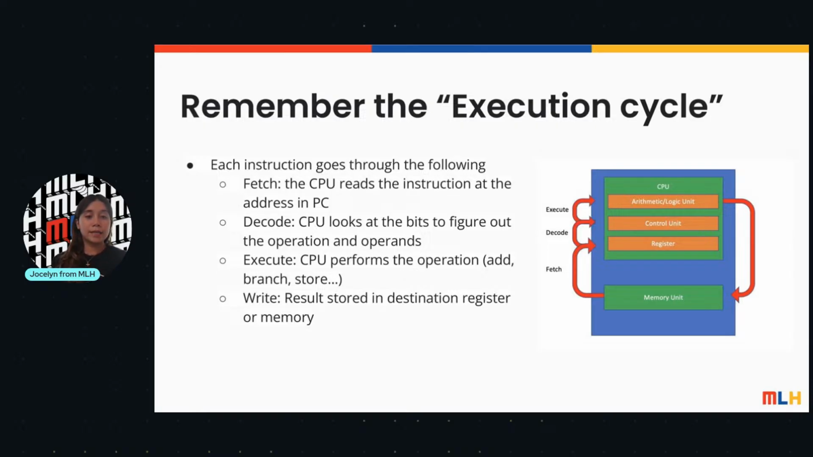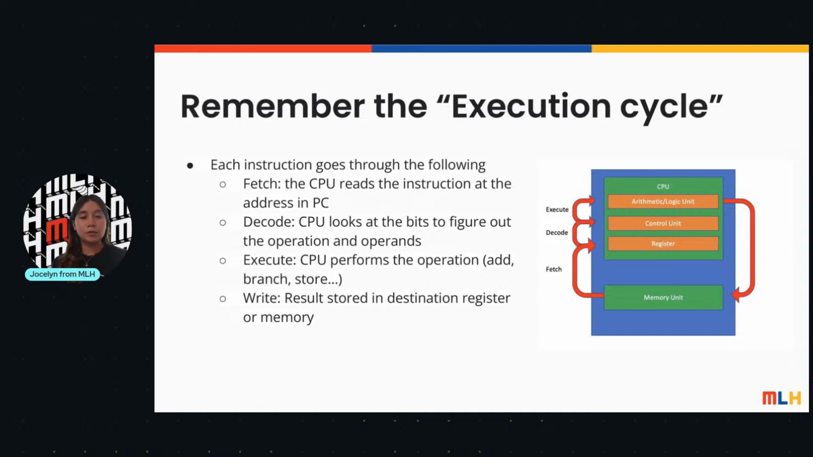The next one is executing. Your CPU finally performs the operation, which can be add, subtract, store something, or retrieve something. And that execution goes into the ALU, the arithmetic logic unit. If you're familiar with computer architecture, as we mentioned yesterday, the ALU is the only place where the computer can perform mathematical operations. So once your instruction has been fetched and decoded, it has to be executed on the ALU, which is inside your CPU.